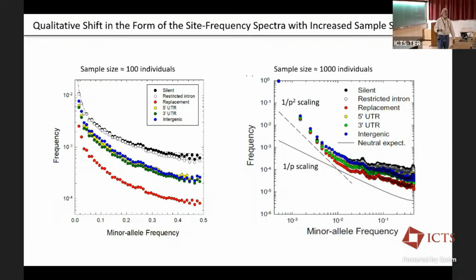Anyhow, since you're seeing this 1 over p squared, the 1 over p squared regime comes in also when there's a lot of positive selection. In that case, it won't go back over to the 1 over p. But unless you see it coming up like this and then tilting back over, the pictures with positive selection will be similar.